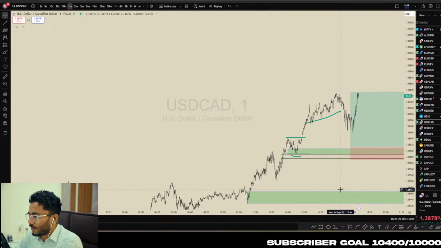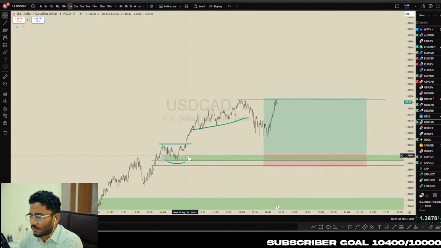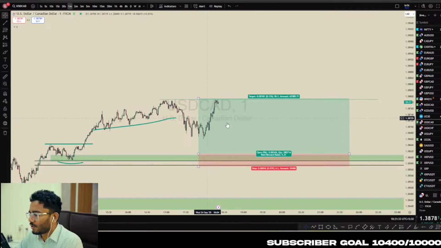If this breaks, then we have to switch our POI, like this order block from here to the upside.